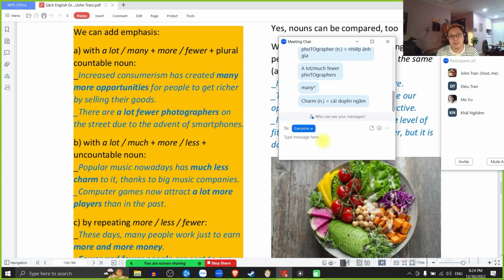Popular music nowadays has much less charm to it thanks to big music companies. Những cái nhạc pop ngày nay á, nó có ít cái duyên ngầm hơn nhiều, ít có sự thu hút hơn nhiều, ít có sự cuốn hút con người ta hơn nhiều nhờ vào những công ty nhạc lớn.